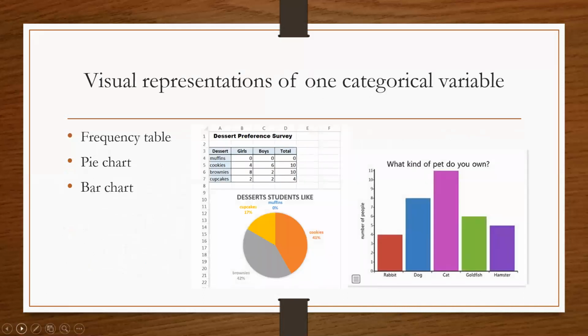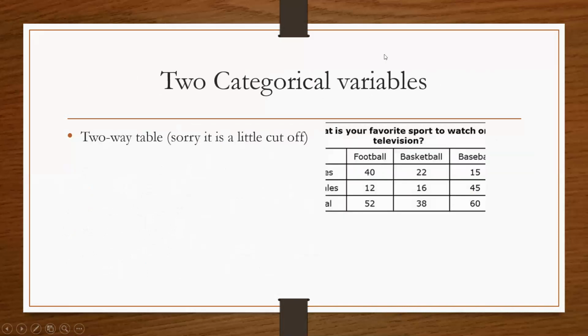All right, so visual representations, one categorical variable. You can either have a frequency table, a pie chart, or a bar chart. These are the most common ones. I just found these images randomly online. For two categorical variables, sorry, this is a little cut off, but you basically use a two-way table.